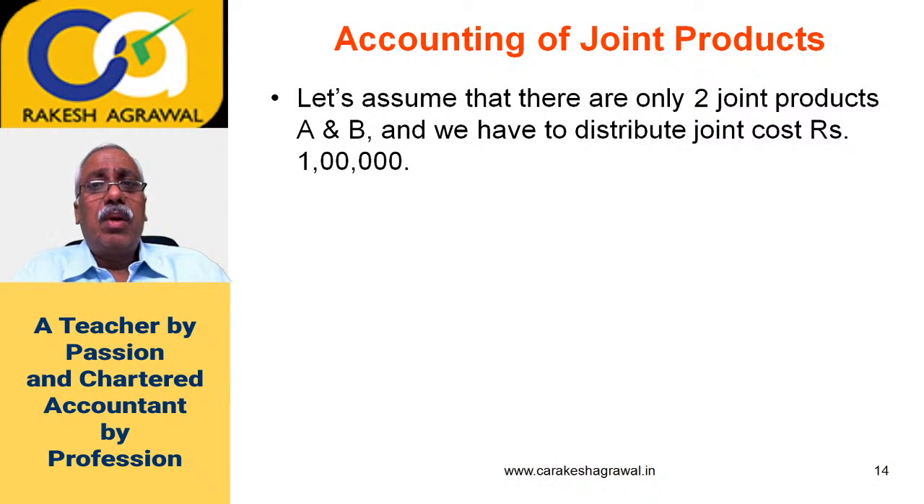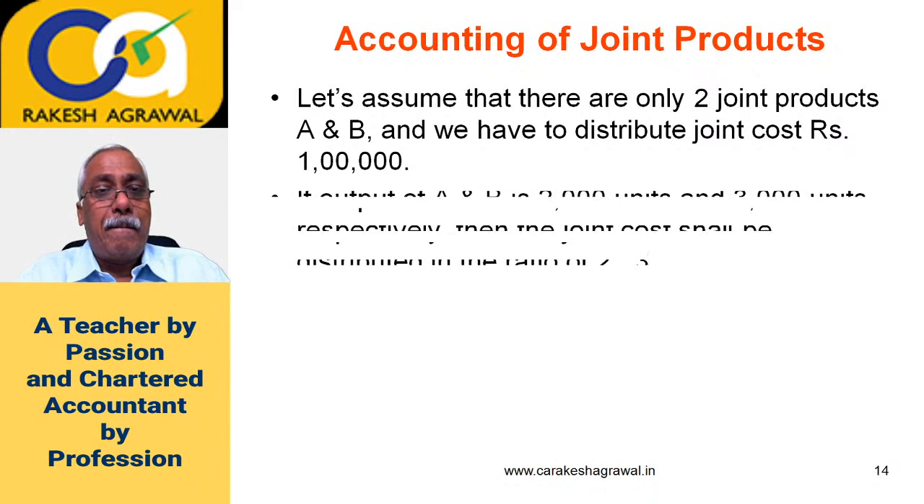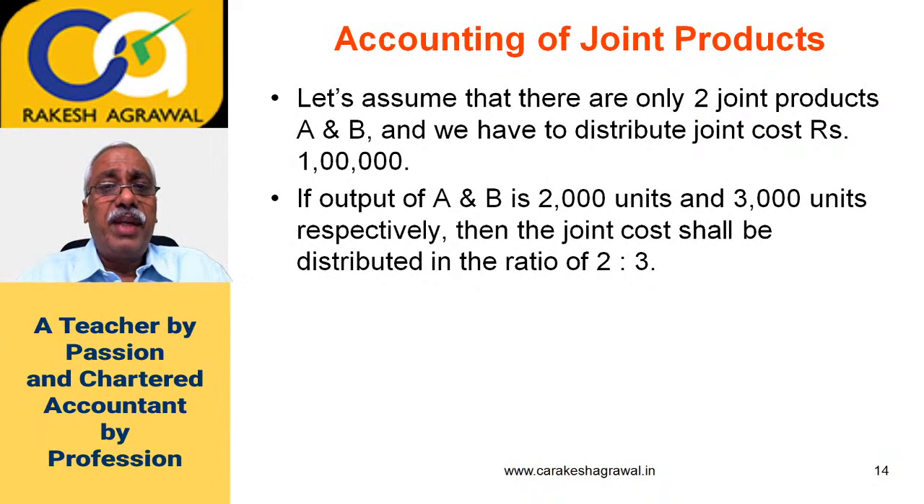Now let's assume that there are only two joint products A and B, and we have to distribute joint cost 1 lakh. If the output of A and B is 2,000 units and 3,000 units respectively, then the joint cost shall be distributed in the ratio 2:3.